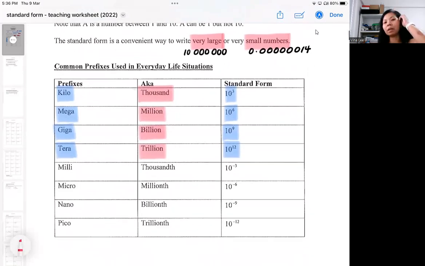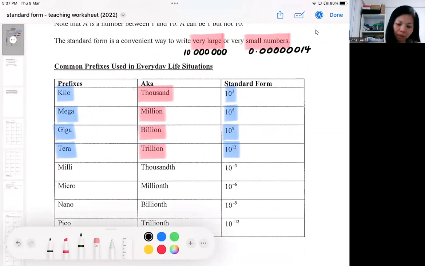Are there other prefixes? Yes, there are. If you want, you can Google. There are prefix 15, prefix 18, whatever you can try. These are the prefixes meant for the bigger numbers.